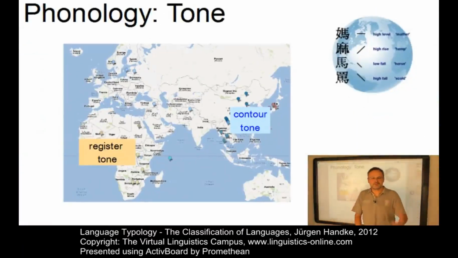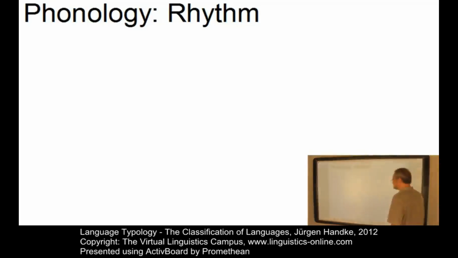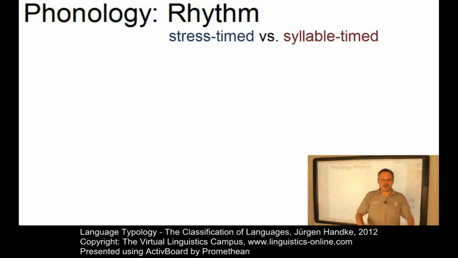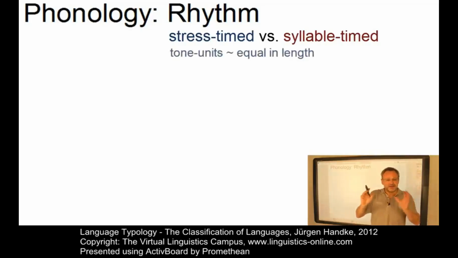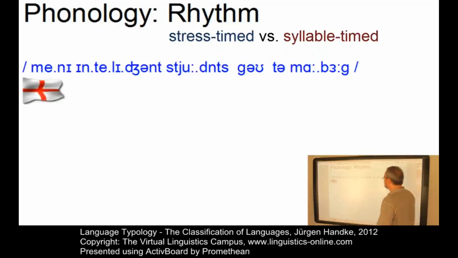The second phonological parameter which is often applied is a rhythmic parameter. Now, according to the rhythmic organization of speech, languages can be subdivided into two types: stress-timed and syllable-timed. A language is defined as stress-timed when it shows, at a given rate of speech, a rhythmic patterning where tone units are roughly perceived as equal in length. English is such a case.